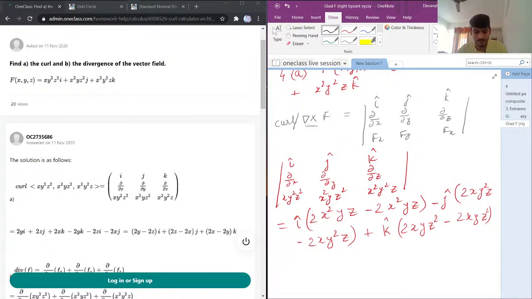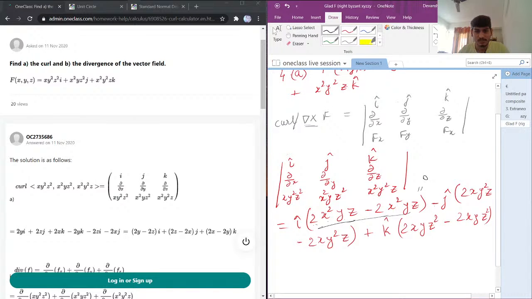Now if we just see here, we have 2x square y z minus 2x square y z, so this term will go to 0. We have 2xy square z and we have 2xy square z, so again this term will also be 0. Wait a minute, I just need to verify my solution.